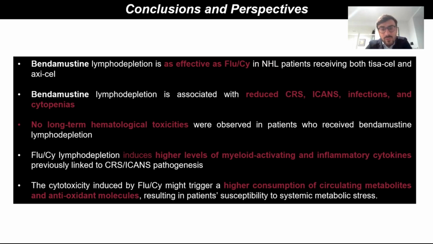We think that part of this mechanism is due to the secretion of cytokines that can activate the myeloid cells and potentially changing the type of metabolites that are present in the serum upon this lymphodepletion.